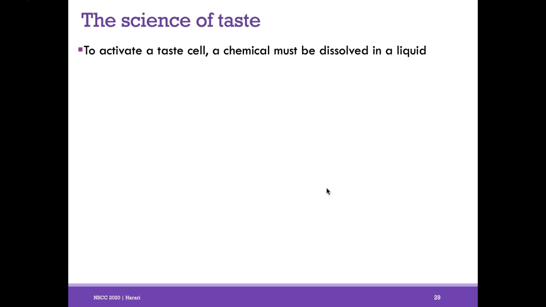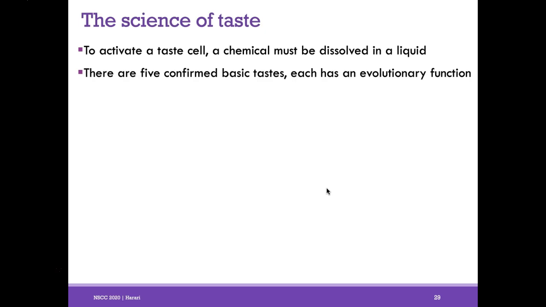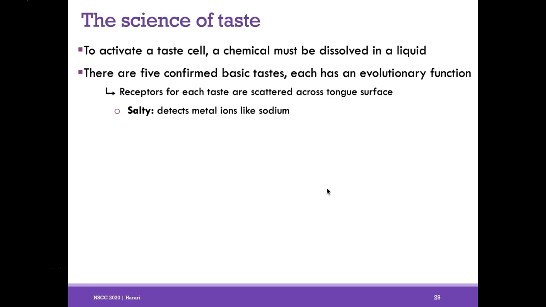Let's take a step back. In order to activate a taste cell, a chemical must be dissolved in a liquid first. That's where saliva comes in. And we have 5 confirmed basic tastes. Each has an evolutionary function. I will note that there is an old concept of a taste map, and that's proven to not be correct. We do detect 5 different taste sensations primarily, but all of these are detected throughout the tongue. Receptors for each taste are scattered across the tongue, and we have different receptors for each of these different types of taste.